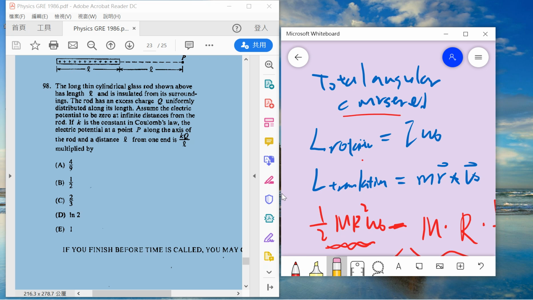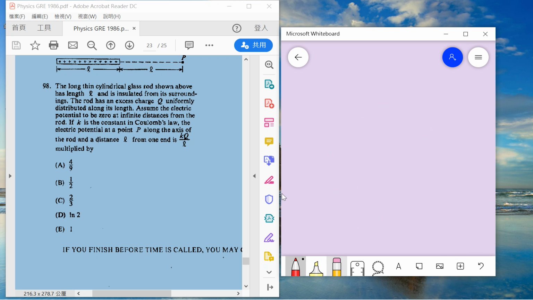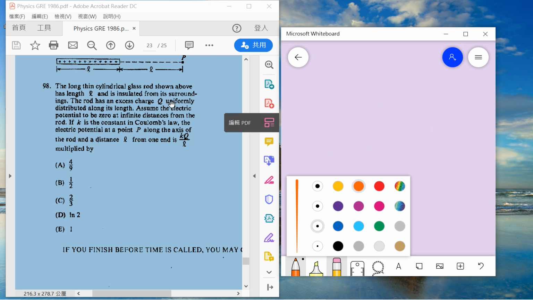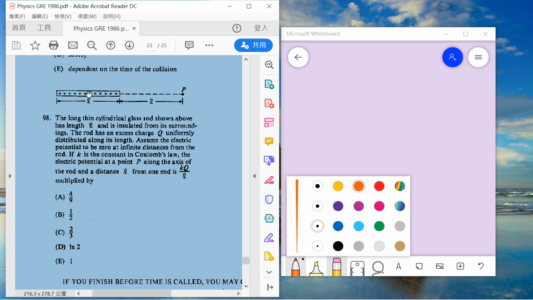Okay, so 98 is a simple integral. Okay, so say that there's a cylindrical glass rod, and the wall has a charge uniformly distributed, and it asks about the electric potential here. Okay, so it's very easy.